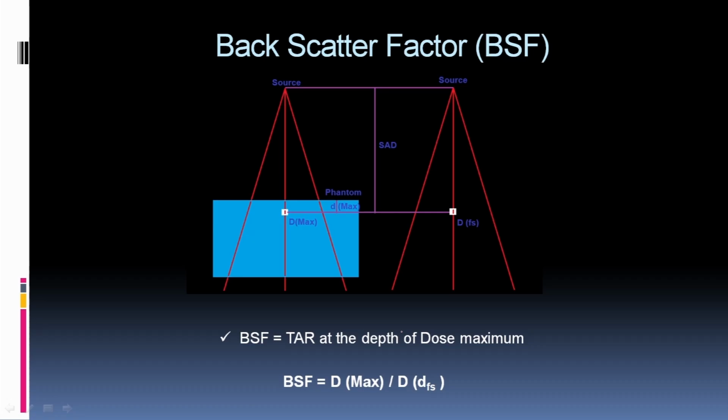Now backscatter factor. This is the TAR at the depth of dose maximum. I have already discussed the depth of dose maximum, and BSF is Dmax over DFS. You can see this is the dose at the depth of dose maximum, and this is the dose at the same point, meaning we maintain this distance SAD, and this is the ratio of Dmax divided by DFS. So this is the backscatter factor.